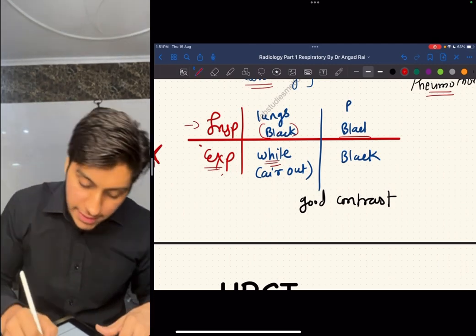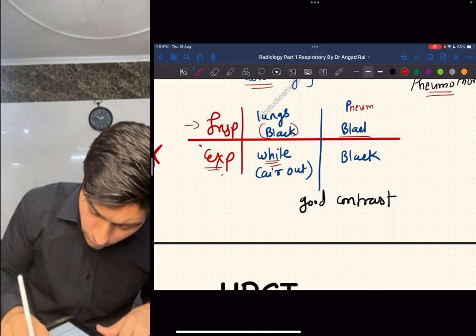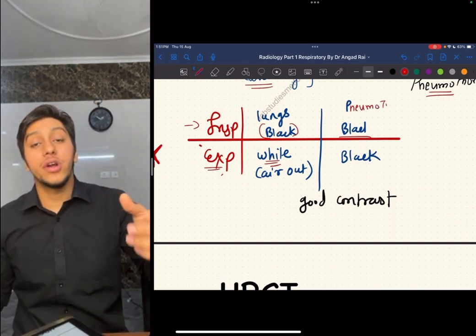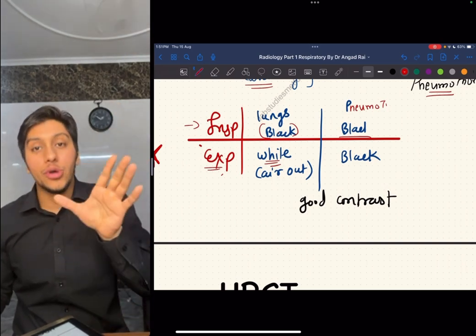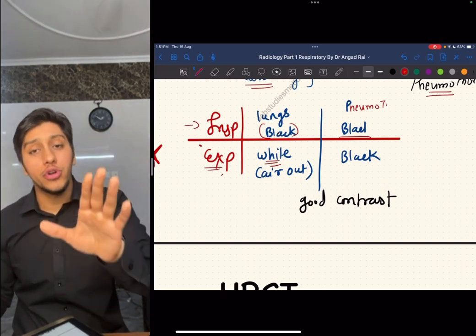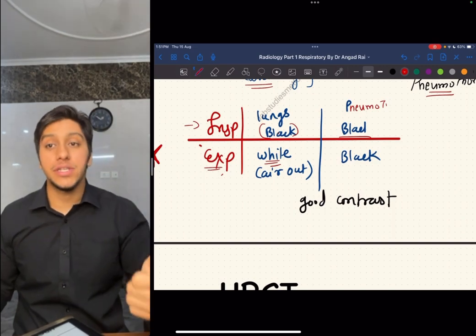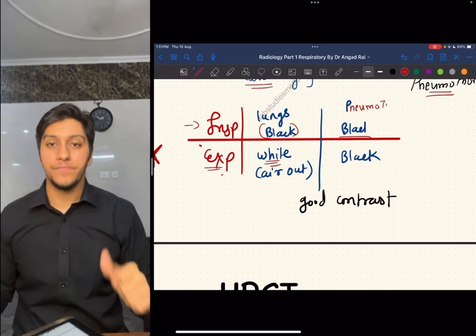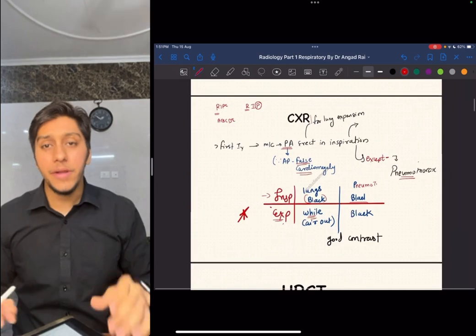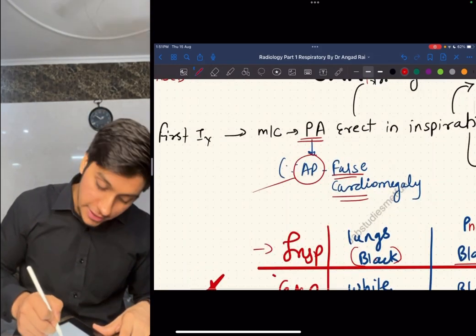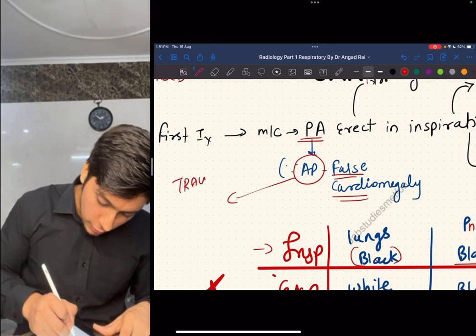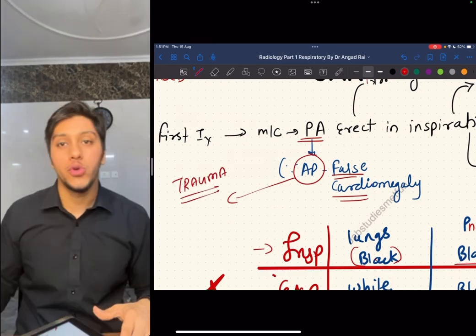But pneumothorax is a condition in which there is air but not within the lungs, it is outside, due to which the thorax is going to be black even at the time of inspiration as well as at the time of expiration. All right, so remember, chest x-ray we generally do in PA view. AP view is only done in case of trauma. In case of trauma you do AP view.